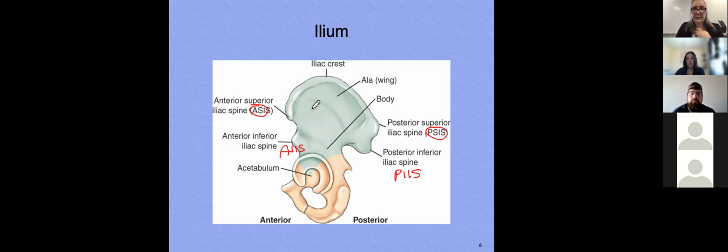He made this look like this sinks in. It doesn't. But this would be called the ala or the wing, this lower area of the body. Let's go to the neck. This would again be the acetabulum. So let's see. Do you remember what this is right here?